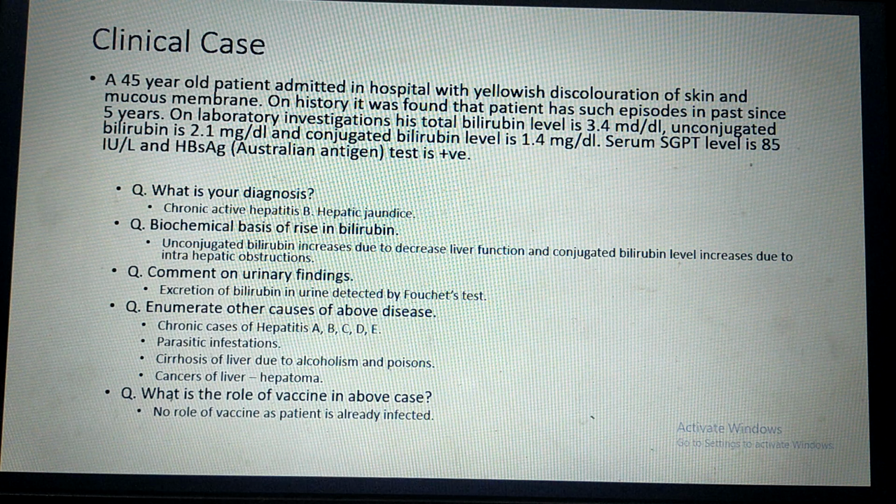Causes of the above case, again the same causes: hepatitis A, B, C, D, E, parasitic infestation, cirrhosis of liver due to alcohol and poison, and cancer of liver called hepatoma. What is the role of vaccine in the above case? No role of vaccine as the patient is already infected. Vaccine has a role only before infection.